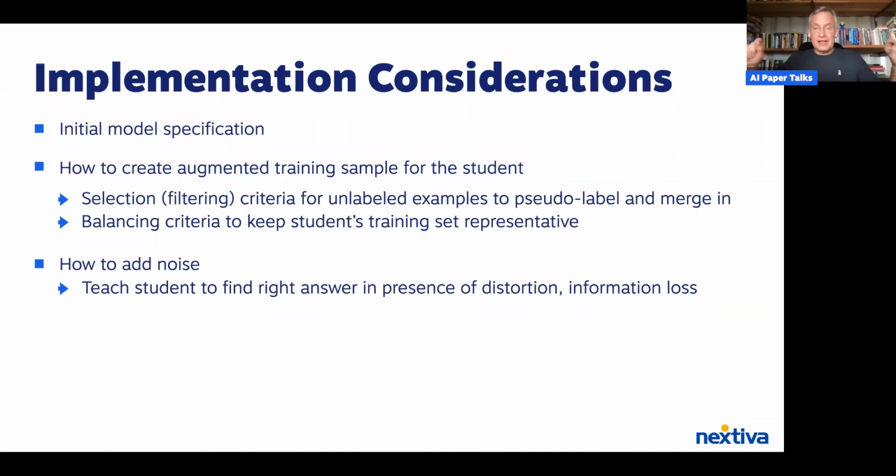Filtering is where we're deciding which ones are good enough. Which ones does the teacher have enough confidence in? Balancing is where we're trying to make sure that the student doesn't get a diet of only broccoli and no peas. Making sure that the data that the student gets is representative of what we want the student to see. And then finally, you have to figure out how you're going to add noise. What's your technique for noising the data that you provide to the student? Those are really the practical things that come into this.